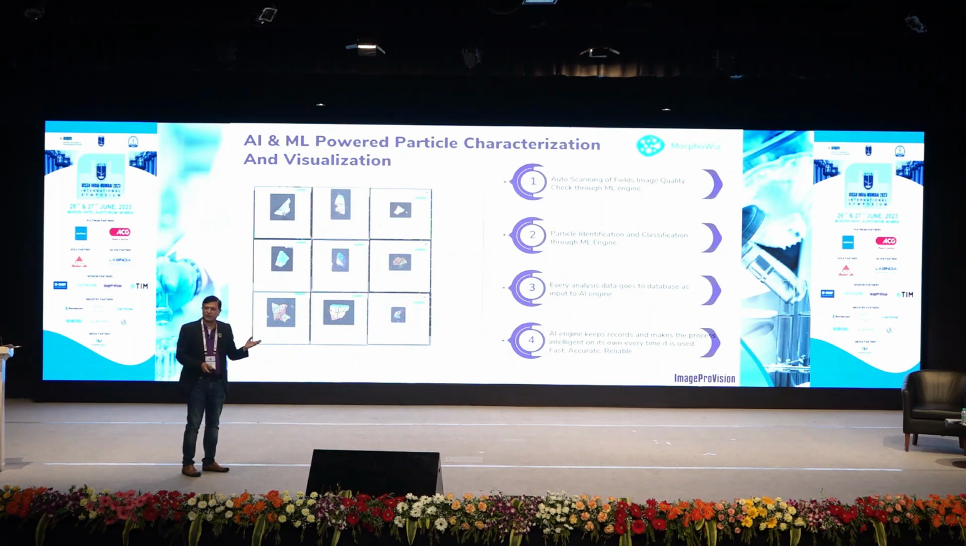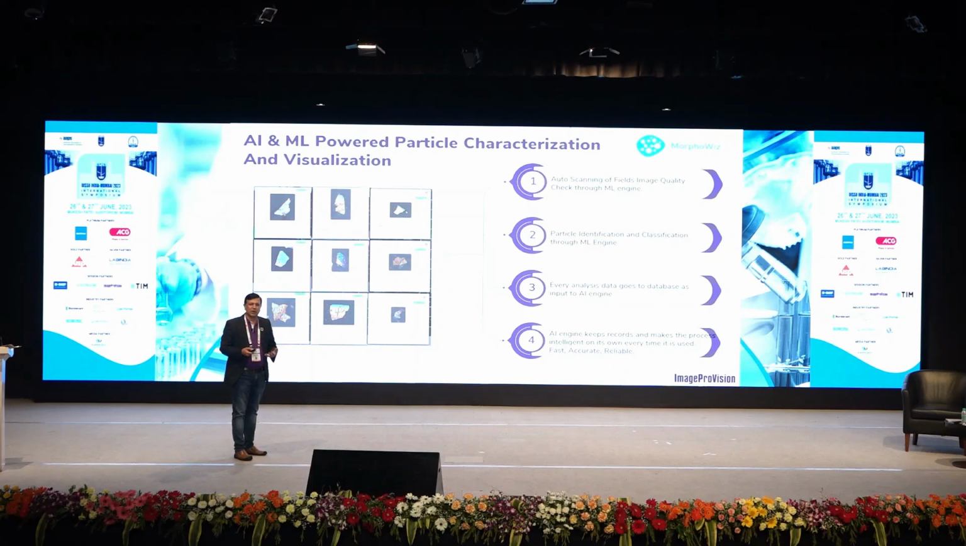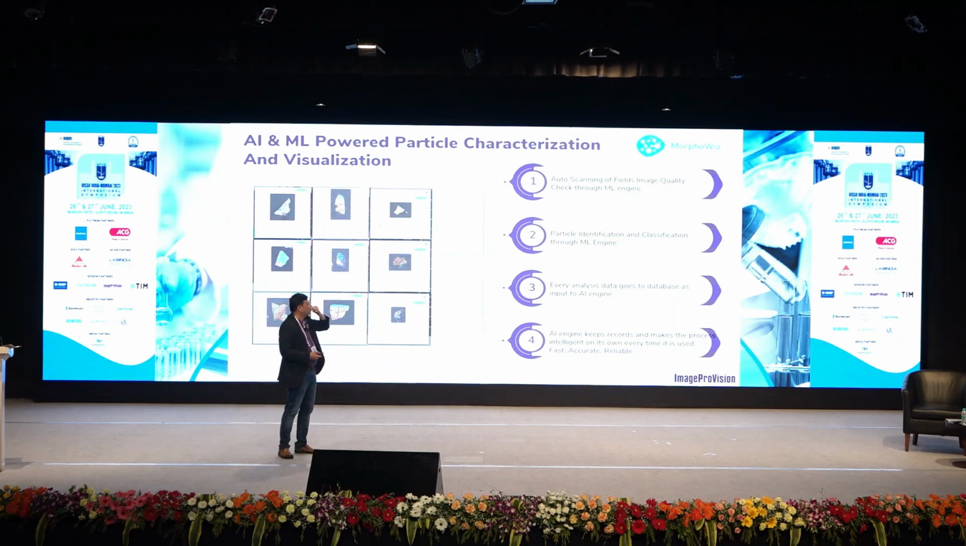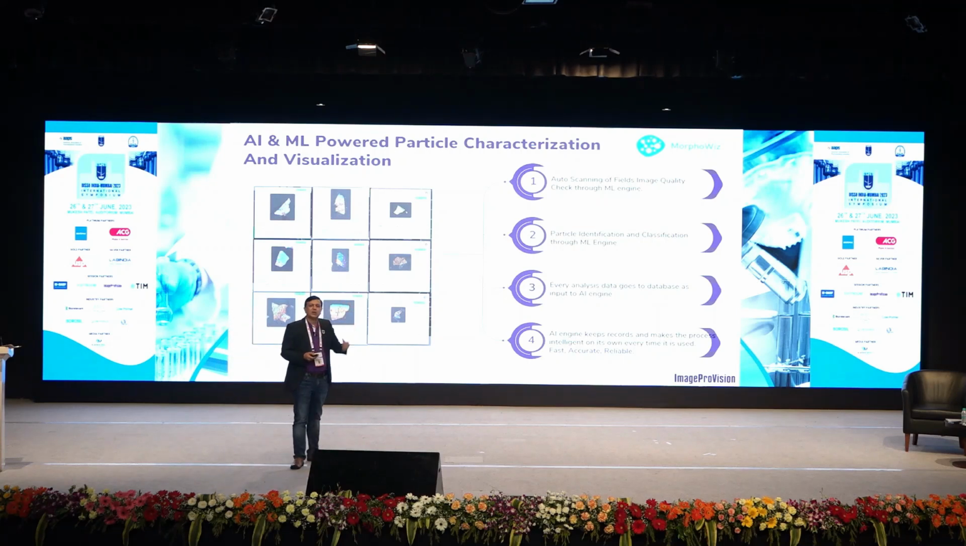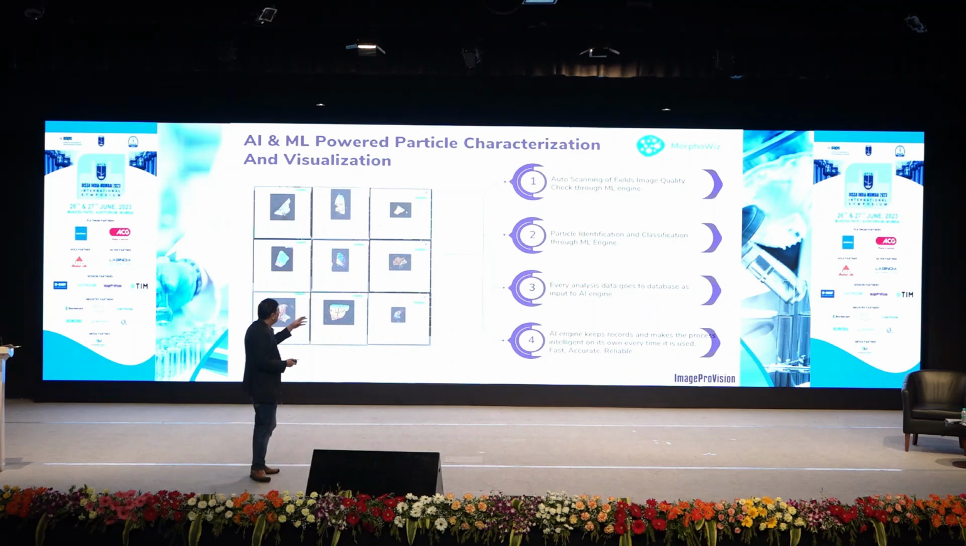How does this artificial intelligence work? You prepare a sample and put it under the microscope, and you start getting images. The first-level images are scanned through the automated stage. You load the sample, it automatically scans the entire area, and then the machine learning engine checks whether the image is correct for analysis or not. Then for classification, a second machine learning model takes the characteristics of particles and tries to put them into different buckets.